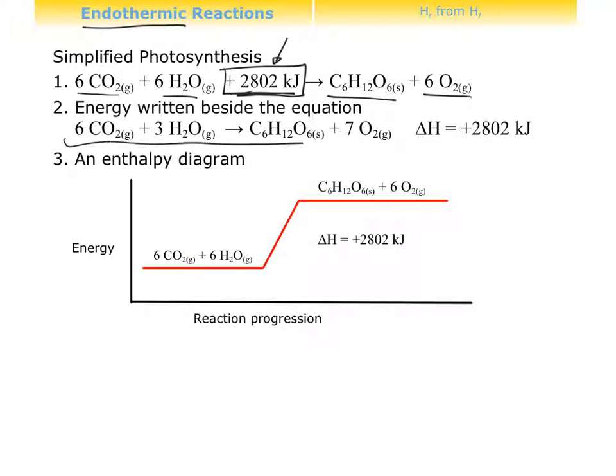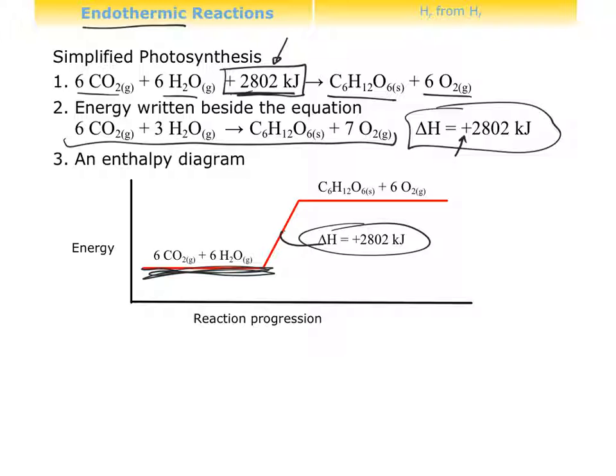Also, if you just write the reaction as normal and write your heat of reaction off to the side, endothermic reactions are always written with a positive value. Similarly, in an enthalpy diagram, the reactants start at a certain energy level, energy is added into that reaction, and so the products wind up at a higher energy level. Okay, so that's three ways you can write enthalpy diagrams.